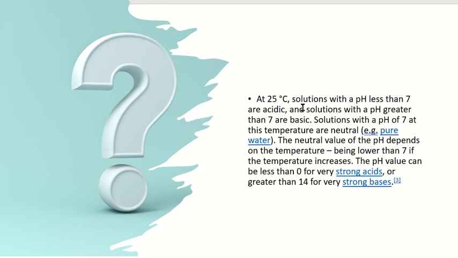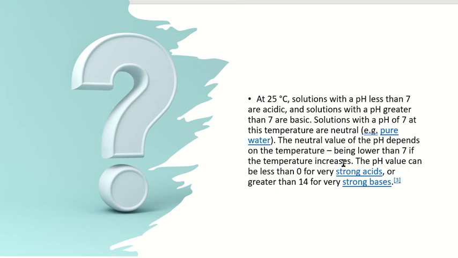At 25 degrees centigrade, solutions with a pH less than 7 are acidic. Solutions with a pH greater than 7 are basic. Solutions with a pH of 7 at this temperature are neutral, like pure water. The neutral value of pH depends upon the temperature, being lower than 7.